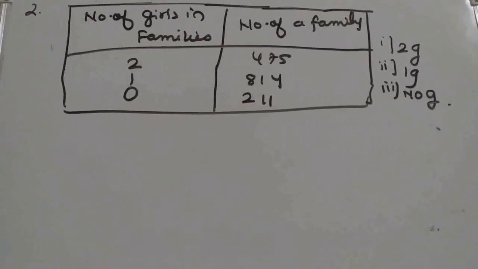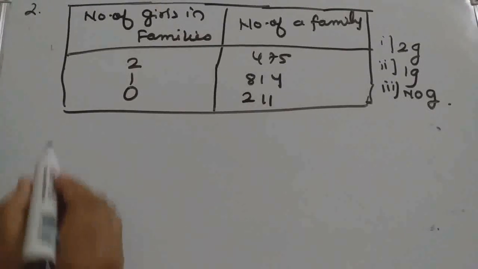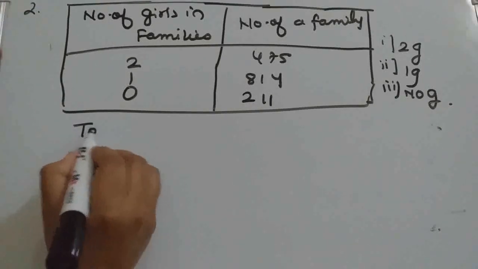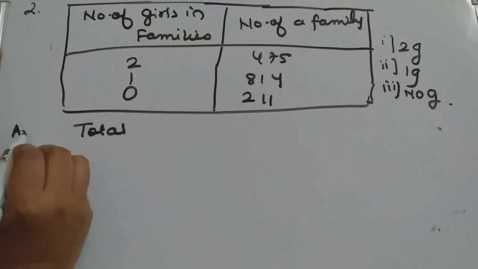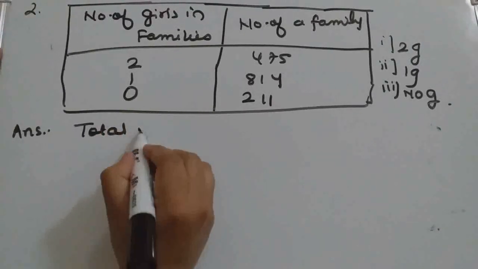See, in question 2, what is given? 1,500 families. Okay, how many? So, what can we write? Total number of families: 1,500.